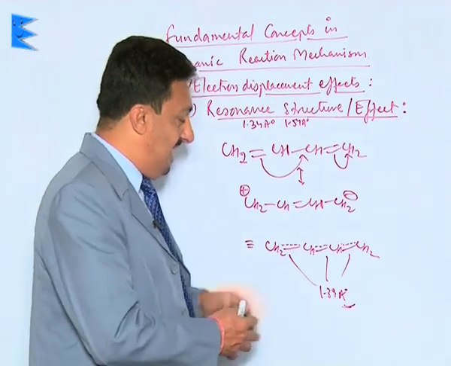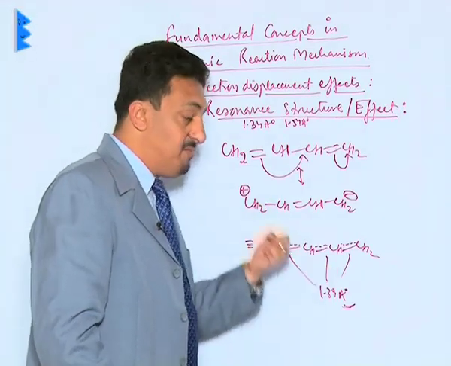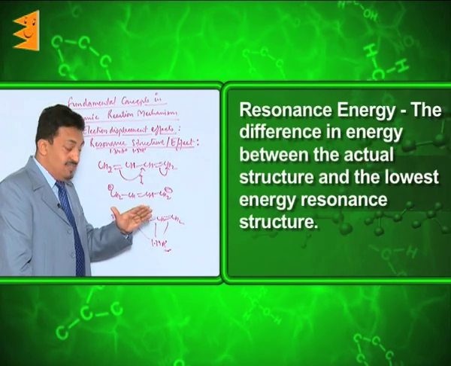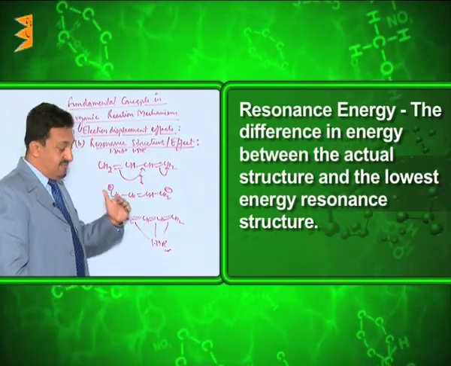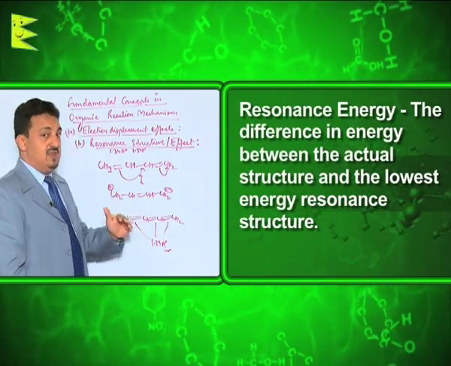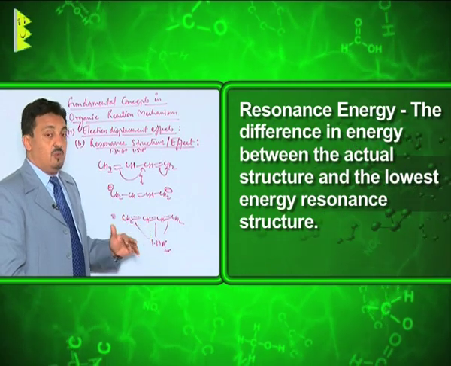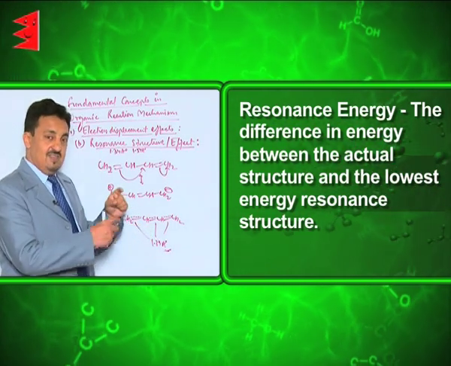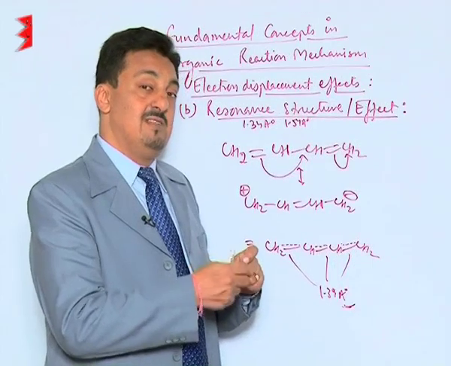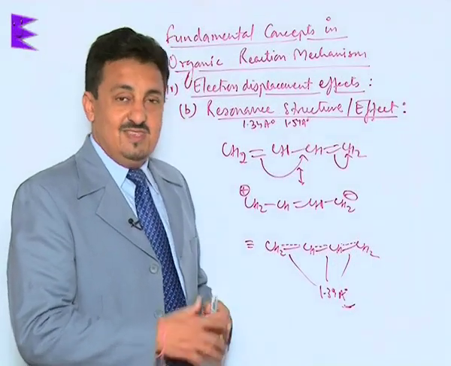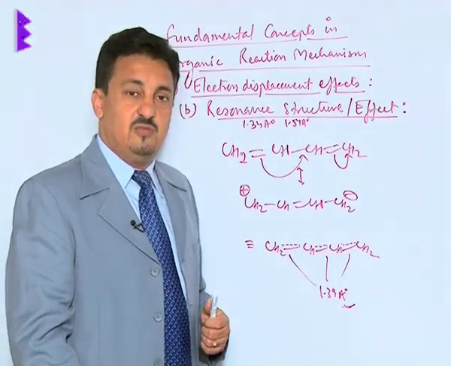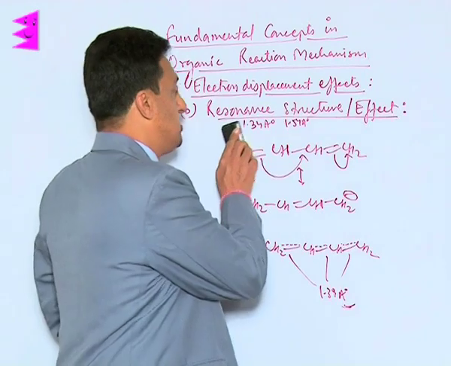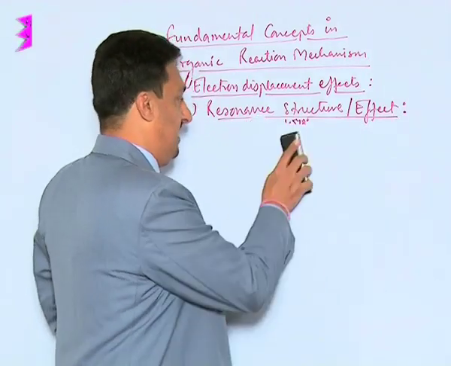Now, this delocalization gives the molecular species more stability, that means lower energy, and this difference between the calculated energy and the experimental energy is called what? Resonance energy. And that is the energy by which the molecular species gets still more stabilized. Like we know, benzene has a resonance energy of almost 151 kilojoules per mole. So, this is how it makes a lot of difference.